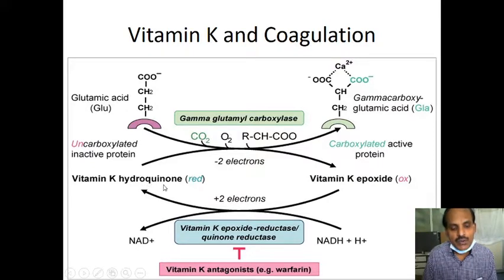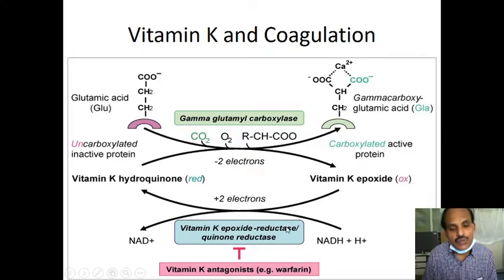If vitamin K hydroquinone is not formed, it cannot donate the electrons. If it cannot donate the electrons, the gamma carboxylation of glutamic acid residues at factor 2, 7, 9, 10 in the liver will not happen. And when factor 2, 7, 9, 10 related activation doesn't happen, there will be a problem with the coagulation cascade. That is the mechanism of action of vitamin K antagonist warfarin.